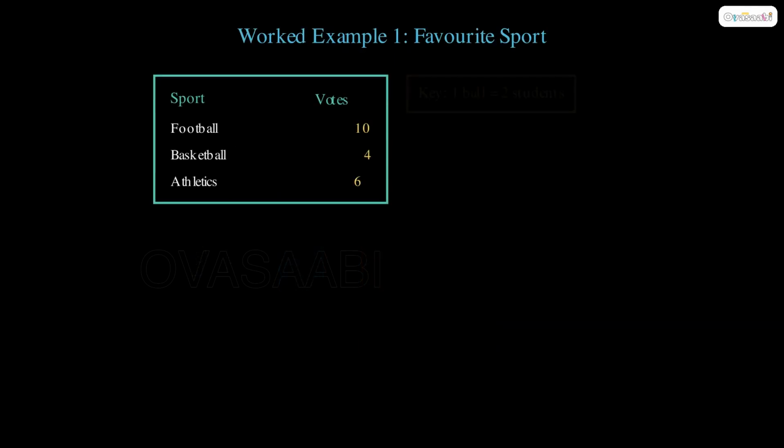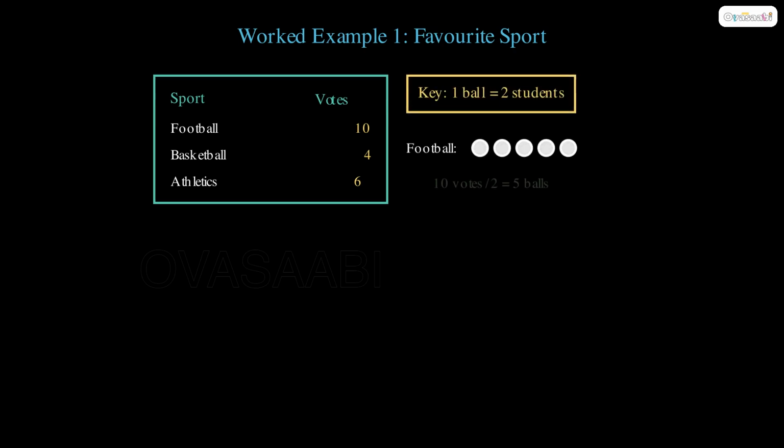Worked example 1. 20 students chose their favorite sport. Football got 10 votes. Using a key of 1 ball equals 2 students, we draw 5 footballs for football.